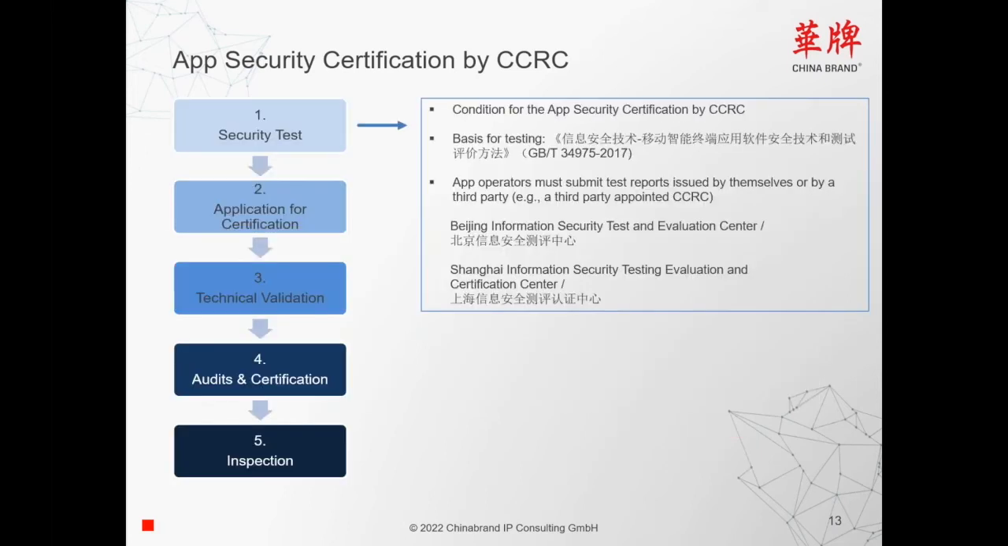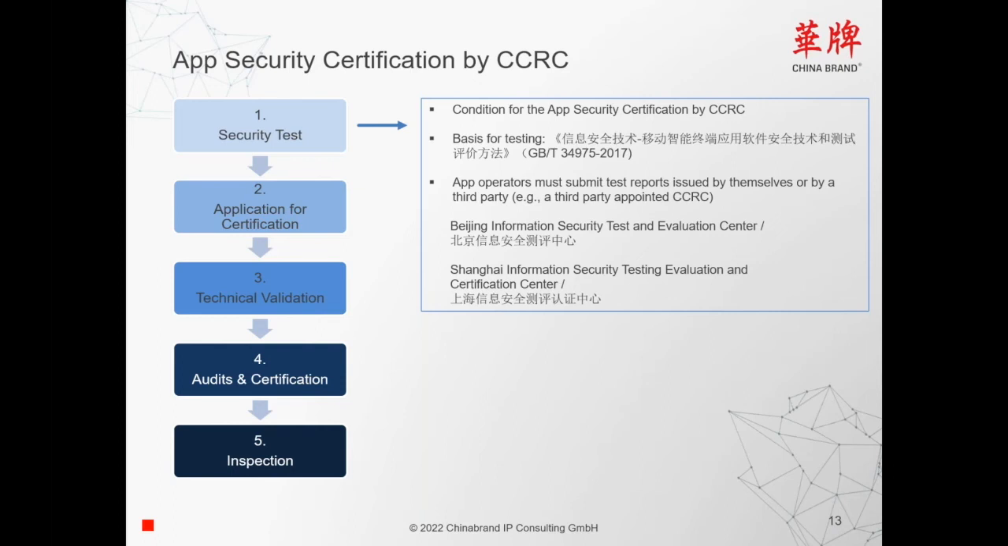Further, let's look at the specific process of the App Security Certification by CCRC. In order to apply for this certification, one condition must first be met. The condition is that the app must first be tested for security. The test is based on the standard GB/T 34975-2017. And the app operator can conduct the security test by itself or hire a third party to test the app.